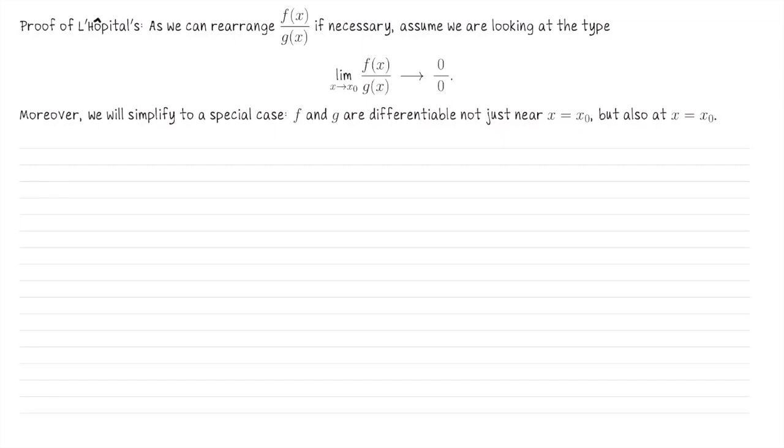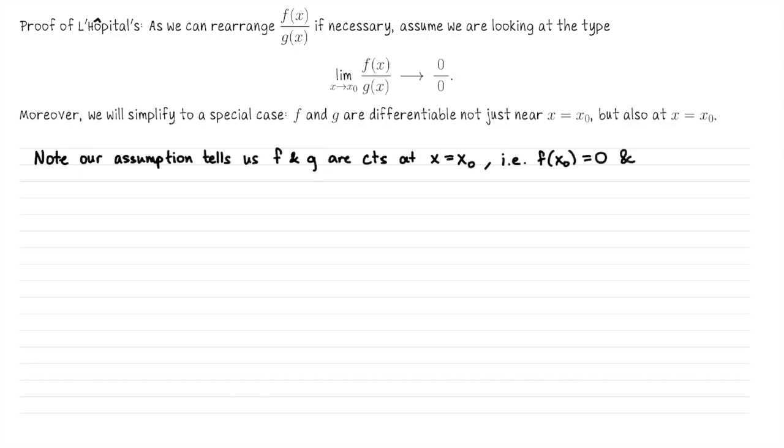We are going to assume that f and g are not just differentiable near x naught, but also at x naught. That's kind of a powerful assumption because that also tells us that they're continuous at x naught, they exist at x naught. Okay, but that's the best that we're going to do. So since we can assume that f and g are continuous now at x naught, because we're proving this special case, then assuming that our limit is of the form 0 over 0 tells us really that the limit of f as x approaches x naught is 0. In fact, f of x naught is 0, and likewise g of x naught is 0.